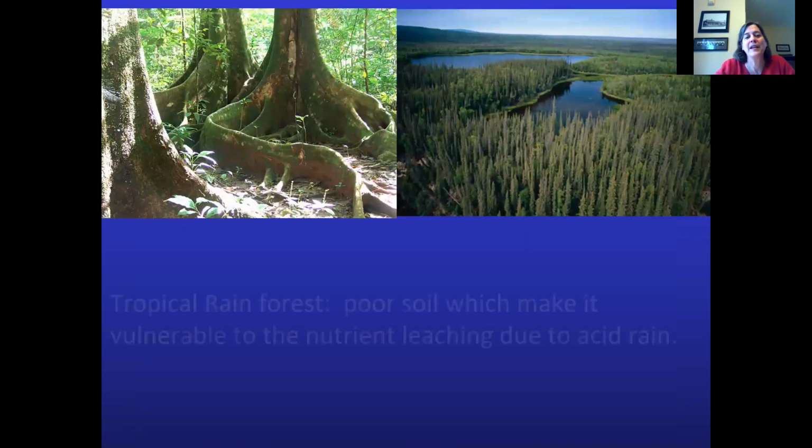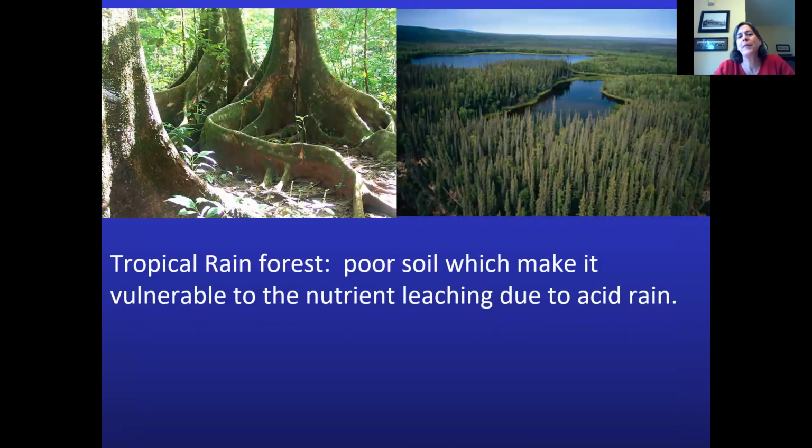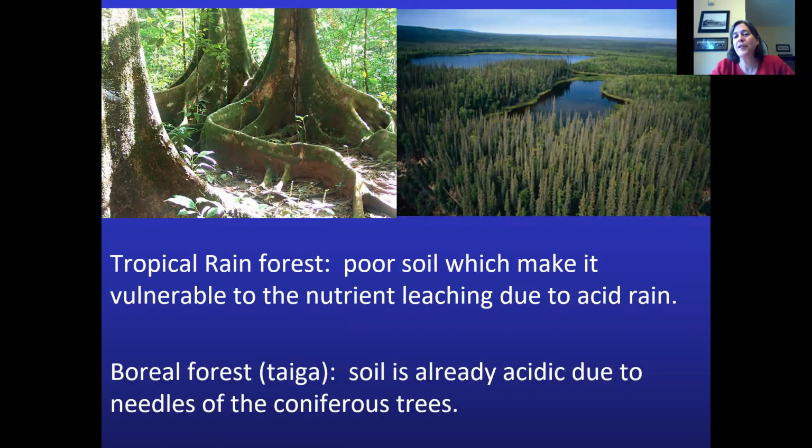So just a few more things. Areas that are going to be sensitive: tropical rainforests are going to be really sensitive because they've got poor soils already. Remember, they take a lot of their nutrients, and it's in the biomass. So their soils are generally thin and not super great to begin with. If you start removing the nutrients that are left through acid rain, the tropical rainforests are going to suffer. Boreal forests are also at risk because they're coniferous forests, and their soils are already naturally acidic.